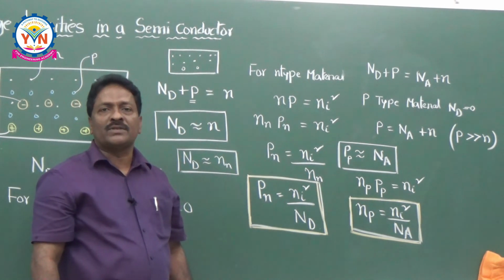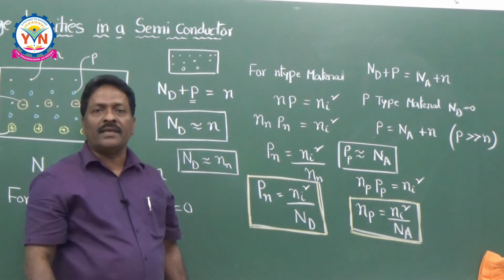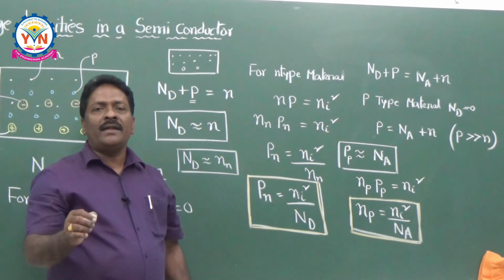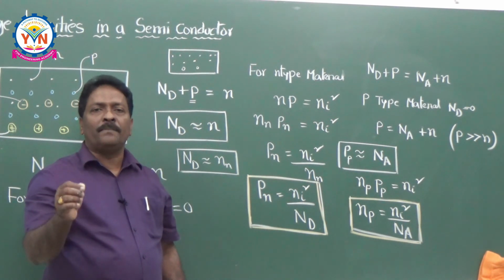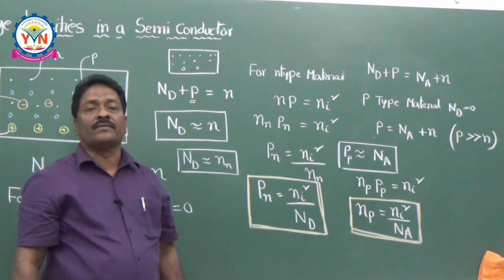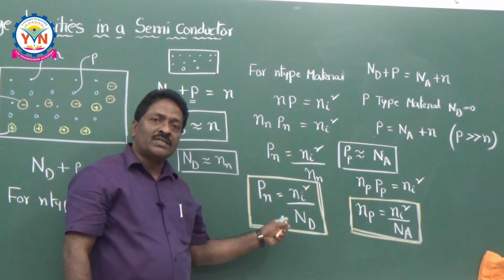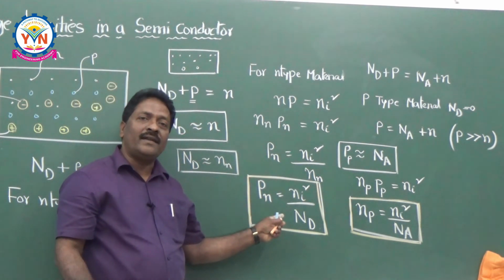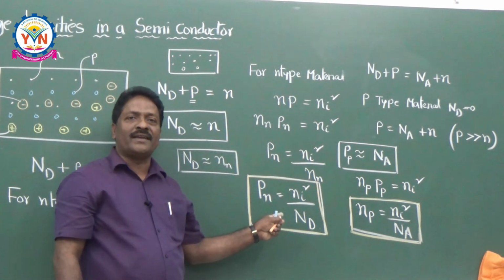Okay, I hope you understood this. And one more thing is here, minority carrier concentration is much more important compared to the majority concentration, because I have already given an example also. I hope you understood how to calculate the minority carrier concentration in semiconductors.